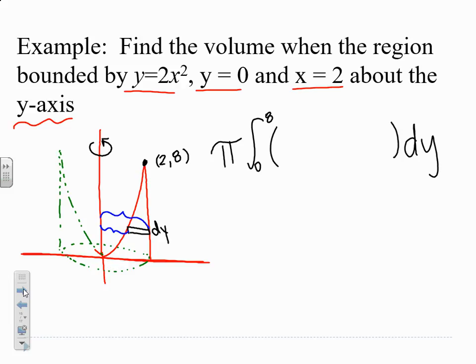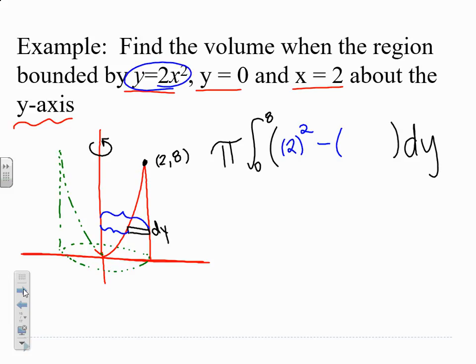One to the right, okay? So the right of the rectangle sits on the function x equals 2. So we have 2 minus 0 squared. That's our outer radius. Okay. Now, we have an issue.